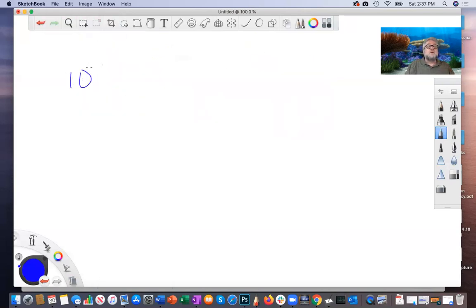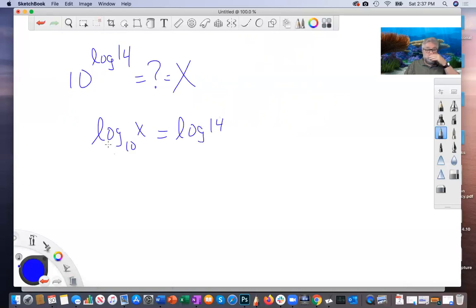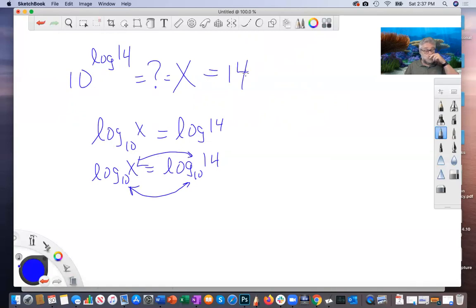Last one. 10 to the log 14. What's that equal to? Well, I set it equal to x. It's in exponential form, and I'm confused, so I'm going to convert it to logarithmic form. So it would be log base 10. Here's the base, here's the answer, and here's the exponent. As you recall, there's no number here. It's the common log, which means it's base 10. We just don't have to write it because we're cool. The bases are the same, so these numbers must be the same. 14.